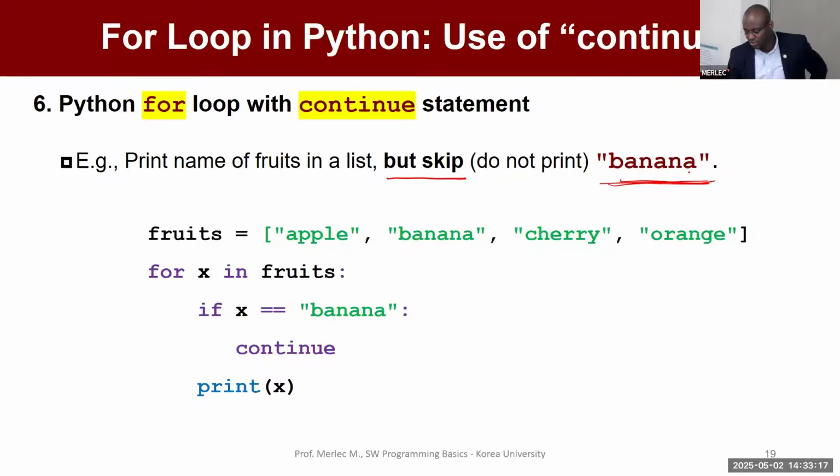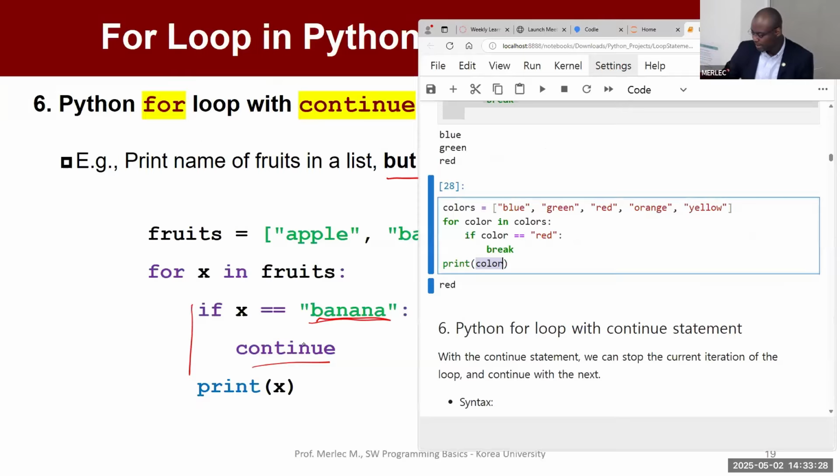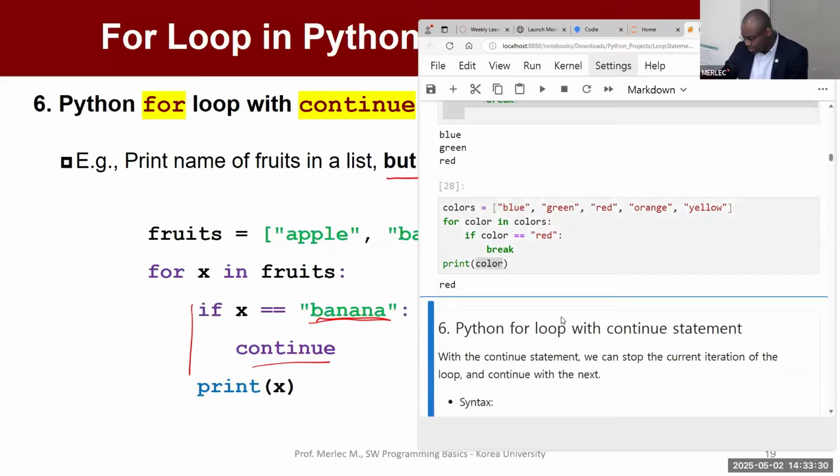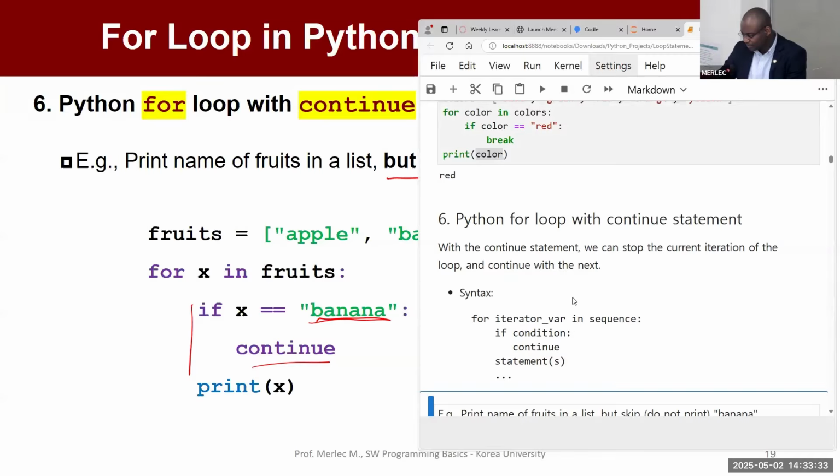How to do that? We have just to implement this if statement. When this condition is met, we continue. That means we go to the next iteration. So I hope that is clear. Then let me show you that case.